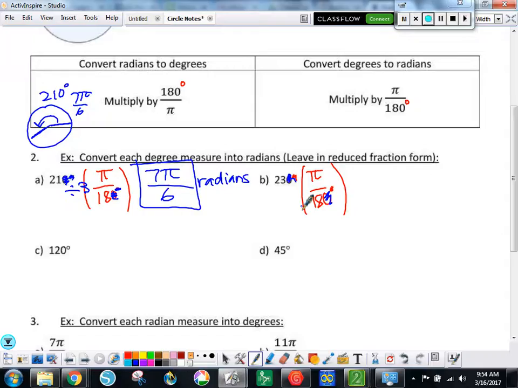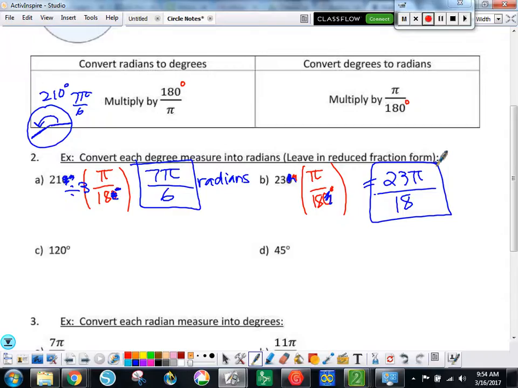All right, nothing goes into 23 and 18 once we canceled out the zeros, right? No. So how do I finish this off? 23 pi over 18. Again, the goal for this is to go back and forth from degrees to radians and then radians to degrees. Why don't you try part C? You can do it.